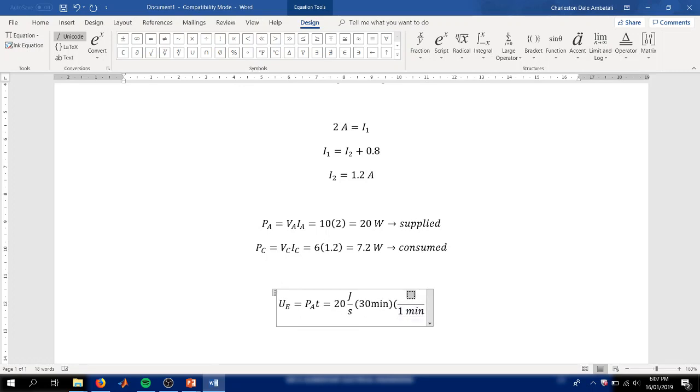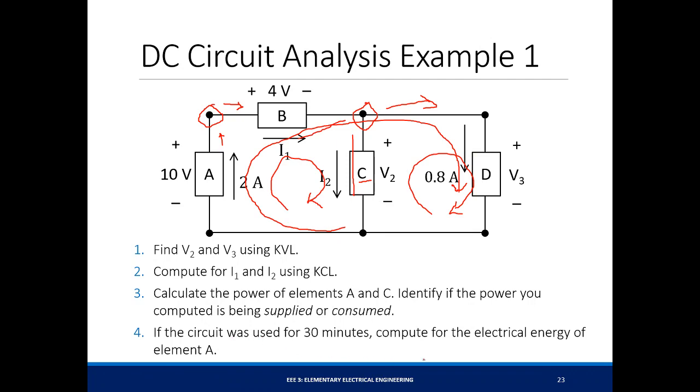For 1 minute you have 60 seconds. So it's just dimensional analysis from here on out. Cancel the minutes, cancel the seconds, you'll be left with joules. And from here, you can see that there is 3,600 joules consumed, sorry, supplied energy to the circuit. So this is your answer in number 4.